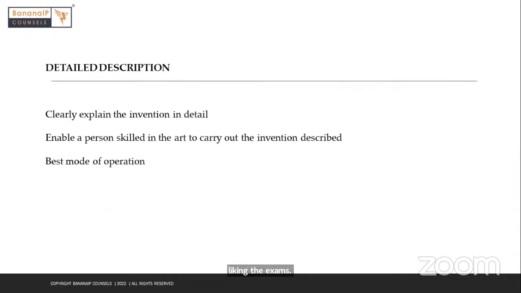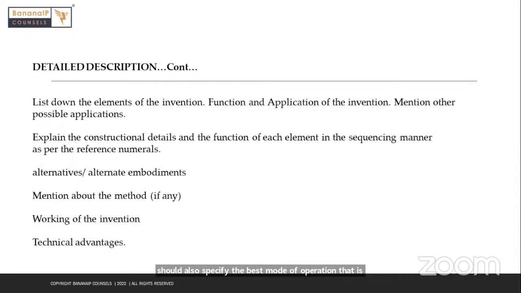So next is the detailed description. The detailed description gives comprehensive information about the invention in detail. It should enable a person skilled in the art to recreate the invention, and it should also specify the best mode of operation, that is, the working of the invention. Here we will see one of the approaches in drafting the detailed description, that is, a flow in which the detailed description can be drafted.